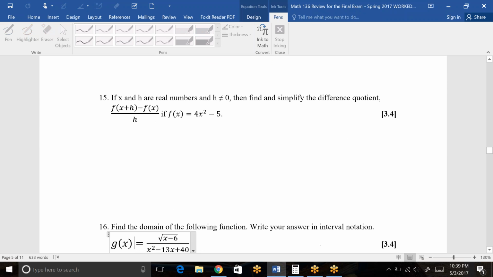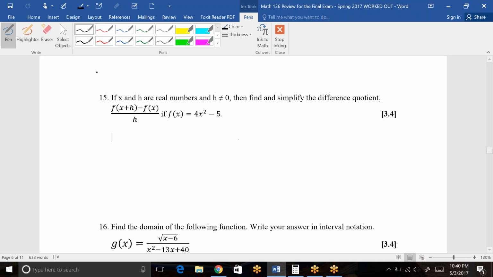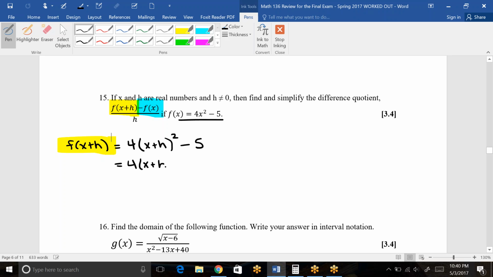For number 15, we're looking at the difference quotient, which is just 2 function evaluations and then simplified down. So you're focusing on these 2 things, f of x plus h and negative f of x. So when we do f of x plus h, you take your function, you write it as a shell, so x goes away, and inside that you write the x plus h. This will need to be FOILed out because it's being squared. So this would be x squared plus xh plus xh plus h squared, just foiling.